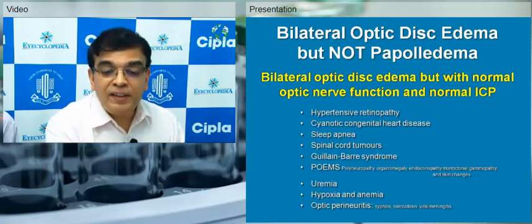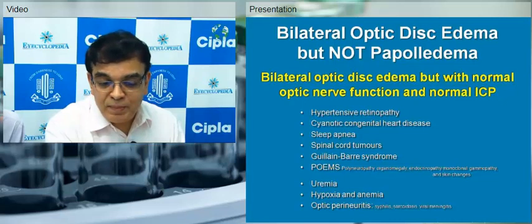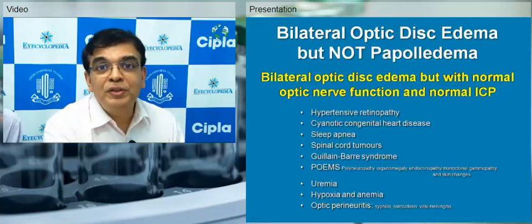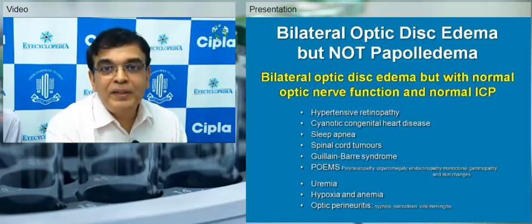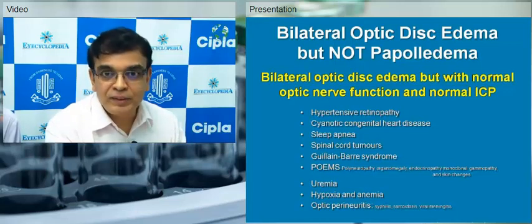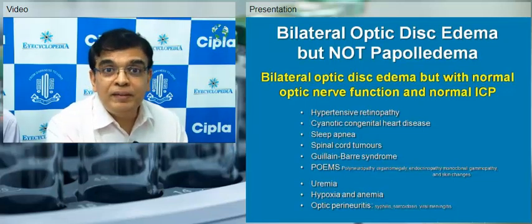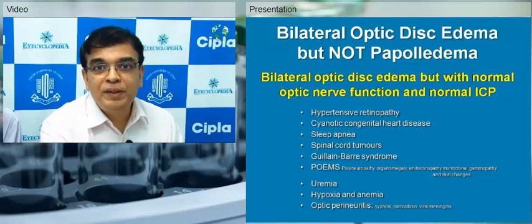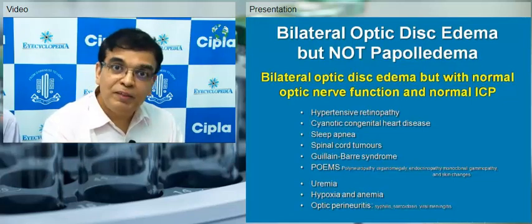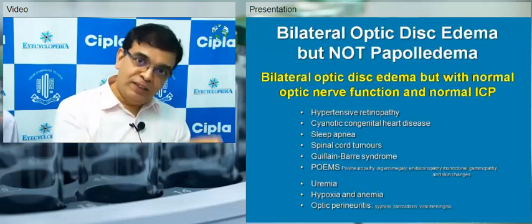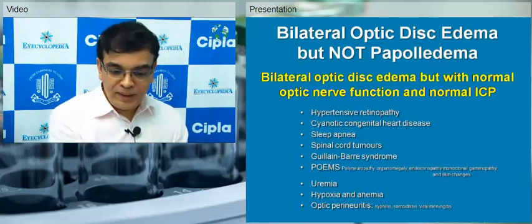Cyanotic congenital heart disease, the list is here, sleep apnea associated, spinal cord tumors. There's no tumor in the head, it's lower down, but the pressures are raised overall because it's all one single compartment. The Guillain-Barré syndrome, uremia, don't forget anemia here. I have had a couple of patients who had hemoglobins as low as about 4 or 5 presenting with bilateral disc swelling, and once you treat the anemia, they automatically got better.